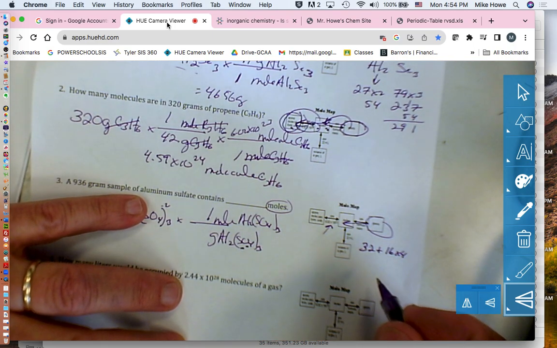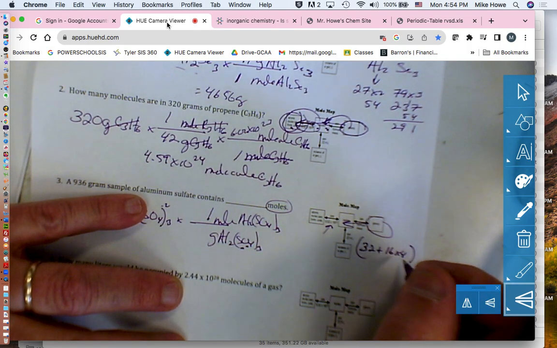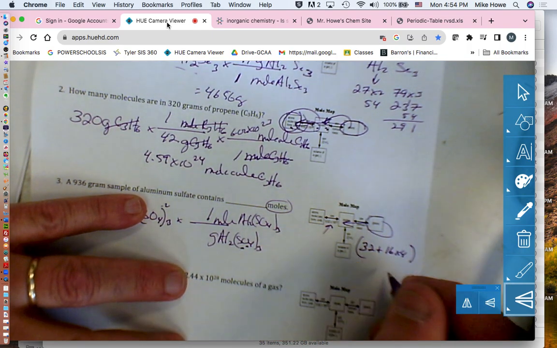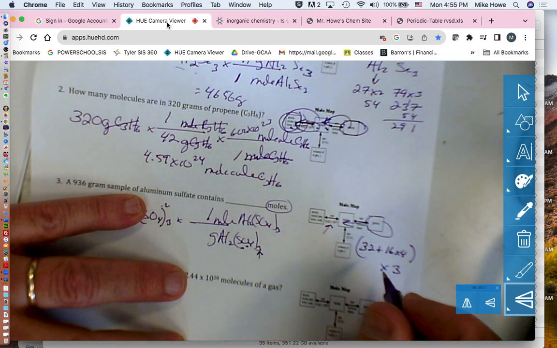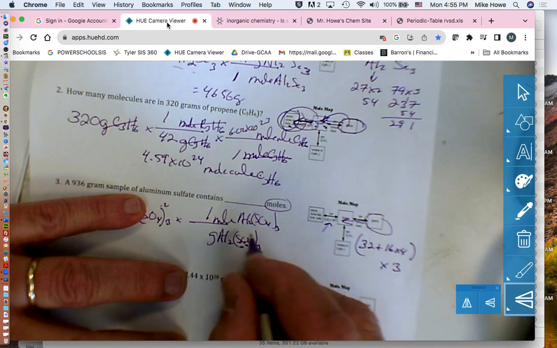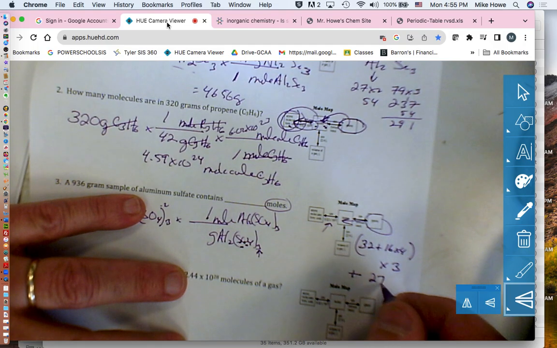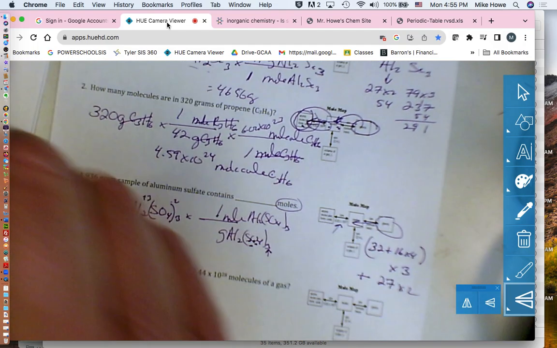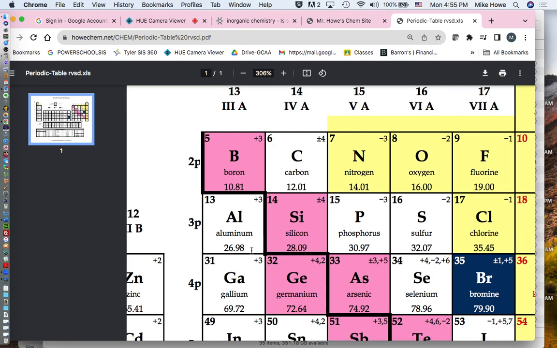And then I've got to add the aluminum. I take that back. I've got 32 plus 16 times 4, and I've got to multiply by 3, because there are 3 of everything that's in the parentheses. So in the parentheses you get 32, 16 times 4, all that gets multiplied by 3. Then you add the aluminum, which is 27, times 2. And again, I get the 27 from the periodic table. It's right here, 26.98 rounds off to 27.